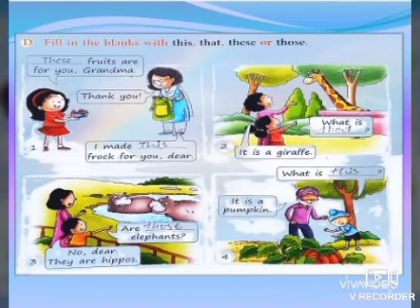Then picture number 2. You can see there is a girl asking. She is pointing at an animal. What is she asking? What is that? That, because it is far and singular. So what is that?